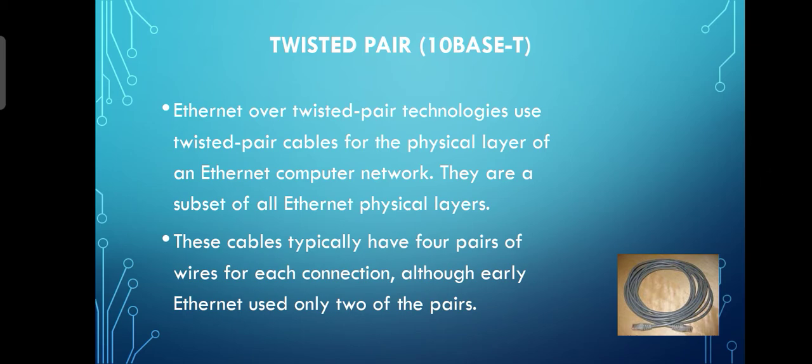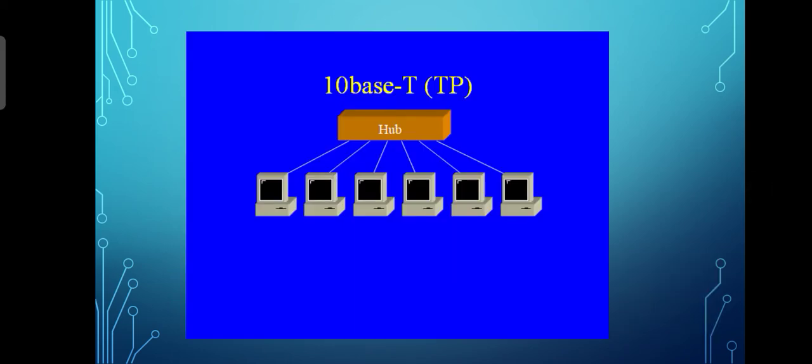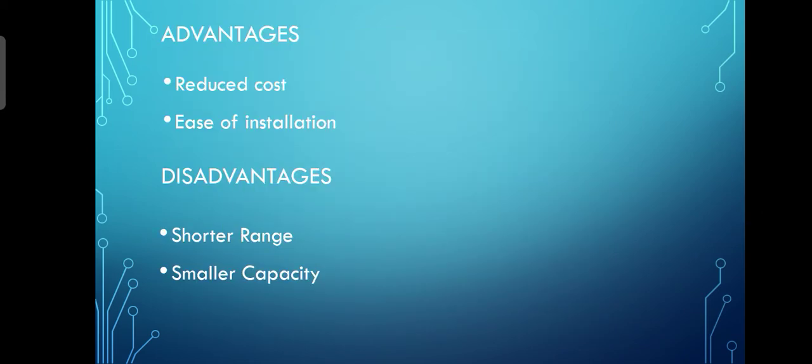Next, twisted pair or 10BaseT. Ethernet over twisted pair technologies uses twisted pair cable for the physical layer of an Ethernet computer network. They are a subset of all Ethernet physical layers. These cables typically have 4 pairs of wires for each connection, although earlier Ethernet used only 2 of these pairs. So every system is connected over a hub, 10BaseT or TP. The advantages: reduced cost, ease of installation. Disadvantages: shorter range and smaller capacity.